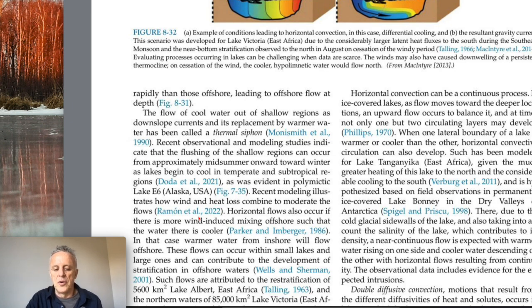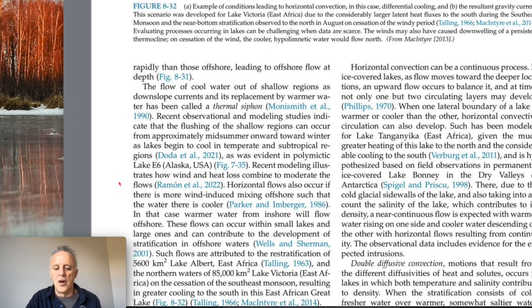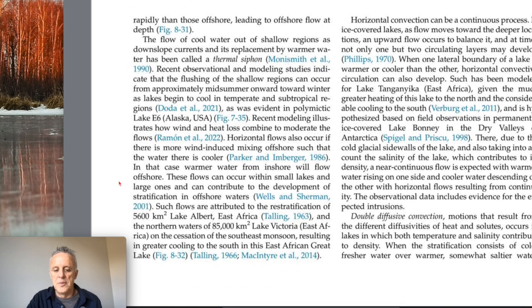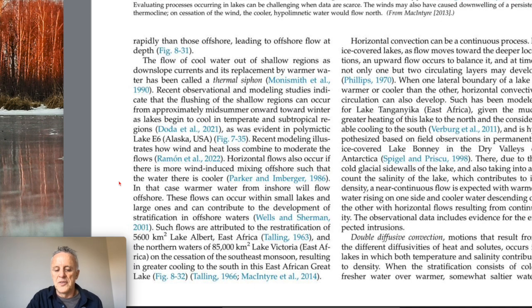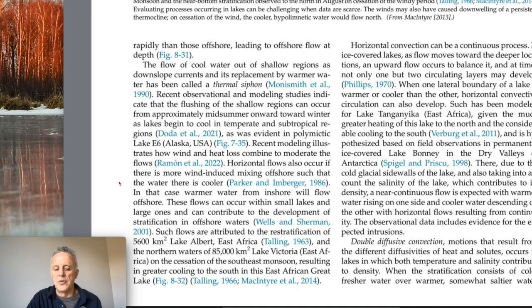Horizontal flows also occur if there is more wind-induced mixing offshore such that the water there is cooler. In that case, warmer water from inshore will flow offshore. These flows can occur within small lakes and large ones and can contribute to the development of stratification in offshore waters. Such flows are attributed to the restratification of 5,600 square kilometers of Lake Albert in East Africa and the northern waters of 85,000 square kilometers of Lake Victoria, on the cessation of the southeast monsoon, resulting in greater cooling to the south in this East African Great Lake.